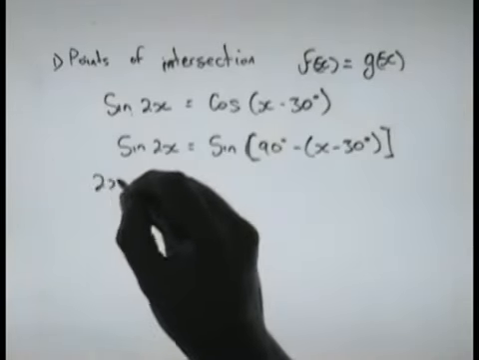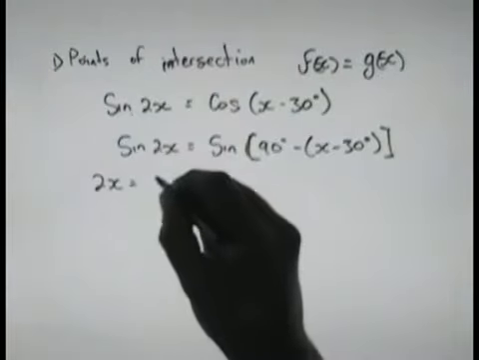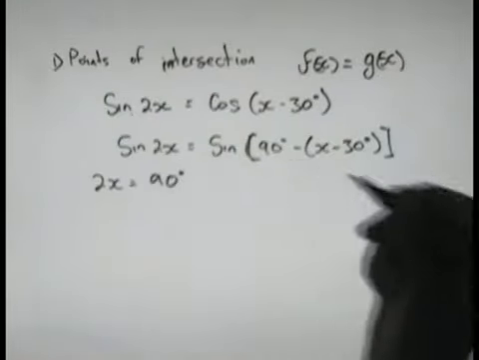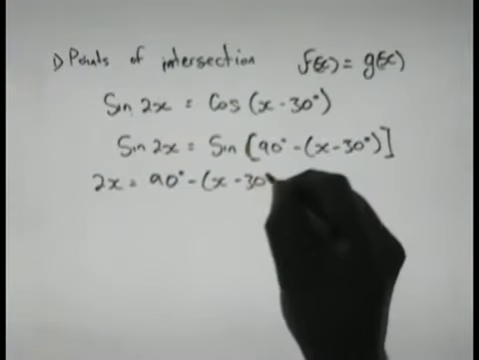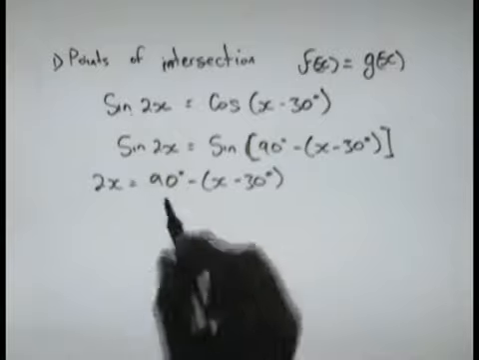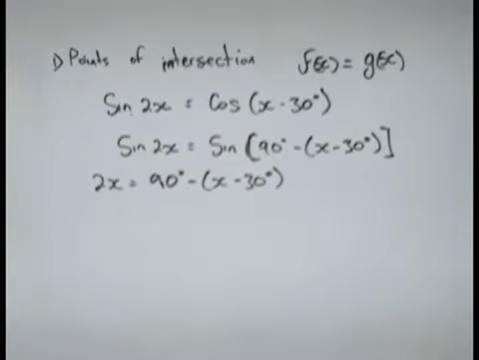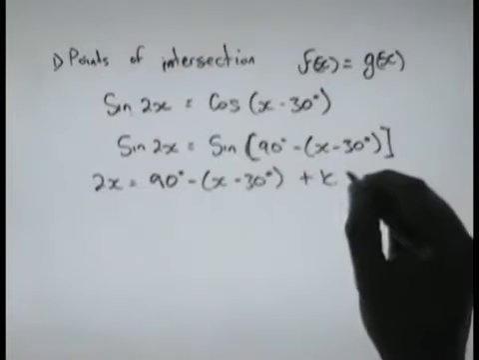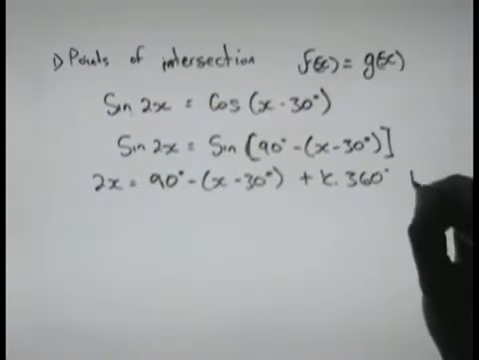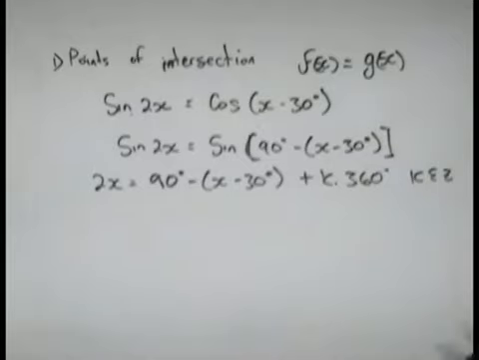We can now drop the signs on one condition. We use the general solution, so there are two possible solutions. The first one is 2x is equal to 90 degrees minus (x minus 30 degrees), and this is in quadrant 1, plus k times 360, where k is an element of integers.